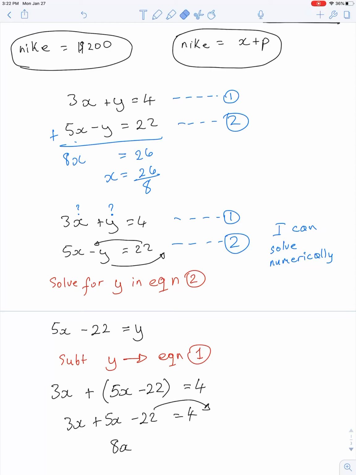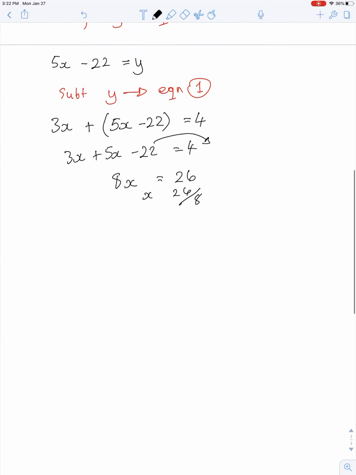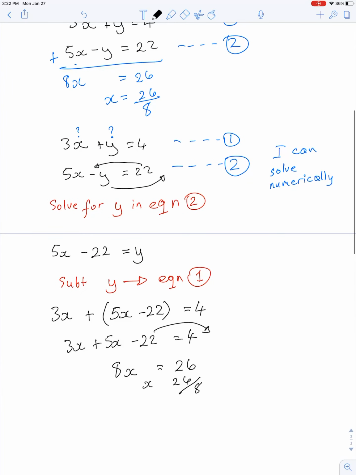That x looks very crooked, everyone. Oh, handwriting is hideous. Oh well, 8x is equal to 26, and that would give me x is equal to 26 divided by 8, which is what we had before.